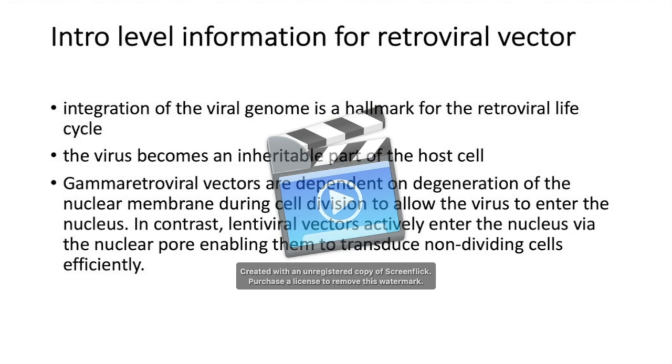Like gamma retrovirus, it's used in a lot of studies. However, it's dependent on the nuclear membrane degradation, so it can only act during cell division. It doesn't have an active mechanism to get across the nuclear membrane. Whereas on the other hand, we have the lentiviral vectors, which can actively pass the nuclear membrane, and that makes the process of transducing cells more efficient, since it's not dependent on the cells dividing.